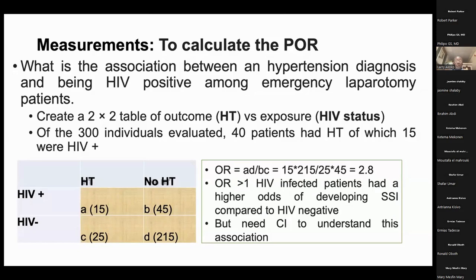But to further understand the points of measurements, we need to have a confidence interval. So the narrower, the stronger; the wider, the weaker.